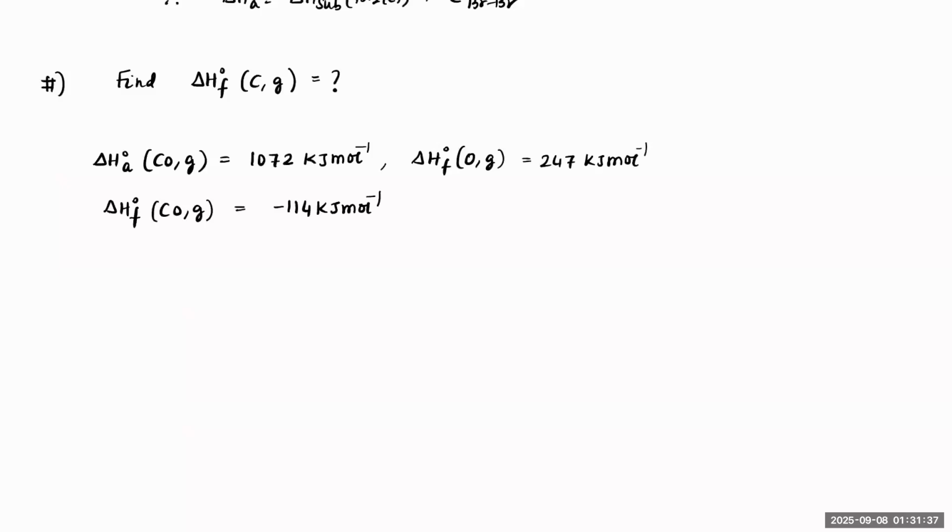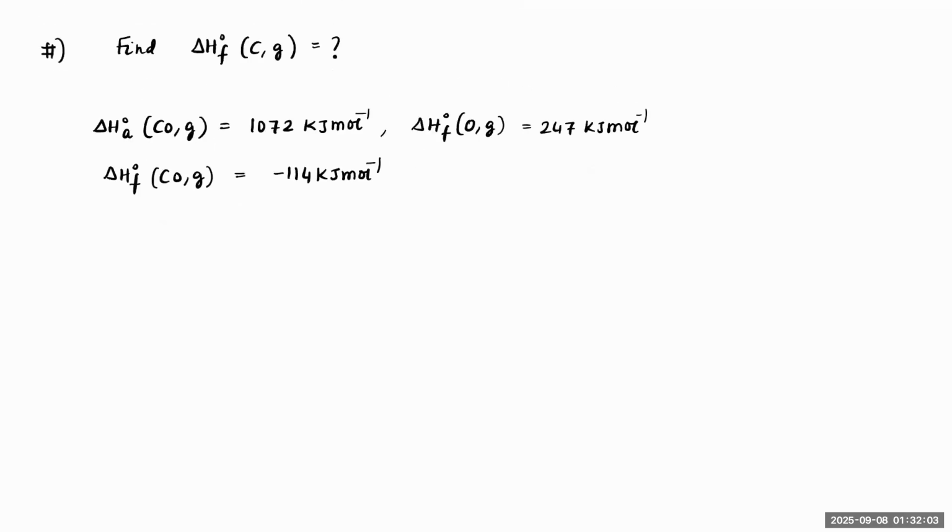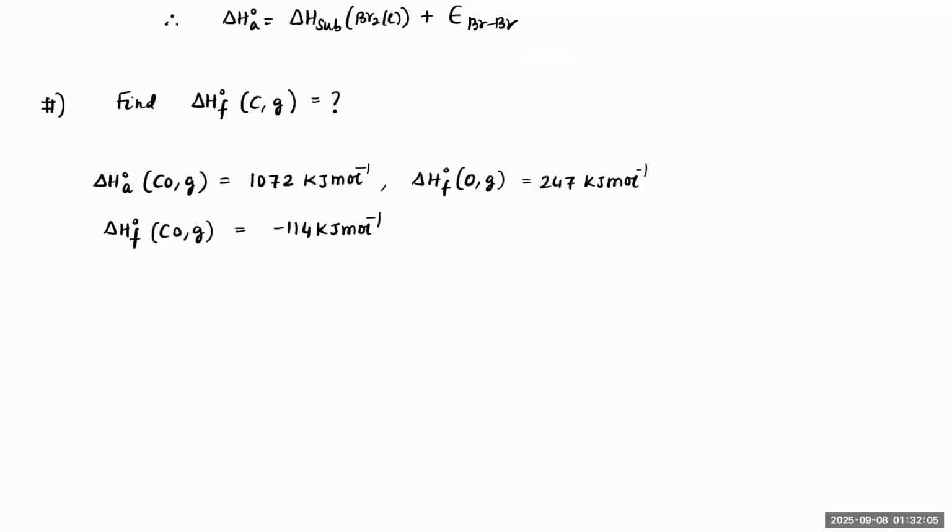If at all I have to find delta H of formation of carbon gas, atomization of carbon monoxide is given, formation of oxygen is given, formation of carbon monoxide is given as minus 114 kilojoules per mole. Then how do we calculate delta H of formation? Okay. So let me take this one case and then we will close it for today. Let me show you this. How do we solve it?